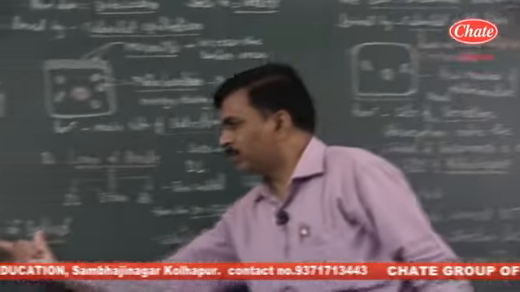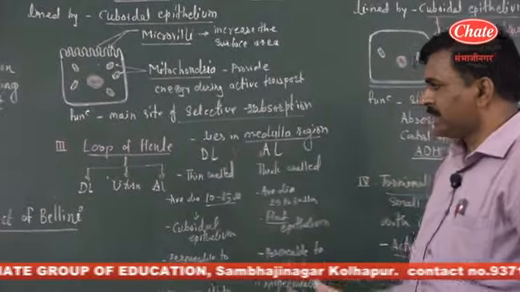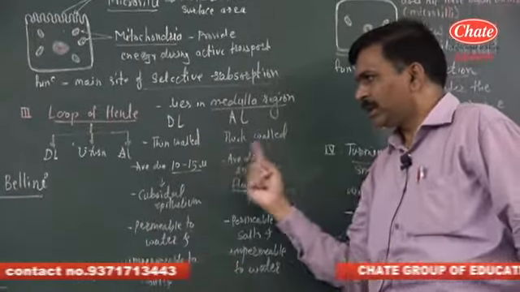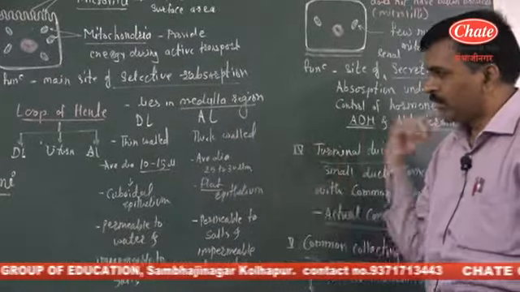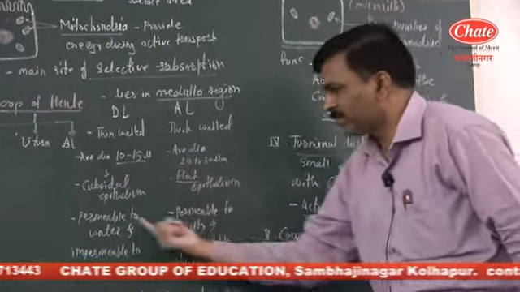The middle portion is the loop of Henle. The loop of Henle is made up of a descending limb, a U-turn and an ascending limb. Difference between the descending limb and ascending limb: thin walled versus thick walled, average diameter 10 to 15 micron versus 25 to 30 micron, lined by flat squamous epithelium versus cuboidal epithelium.